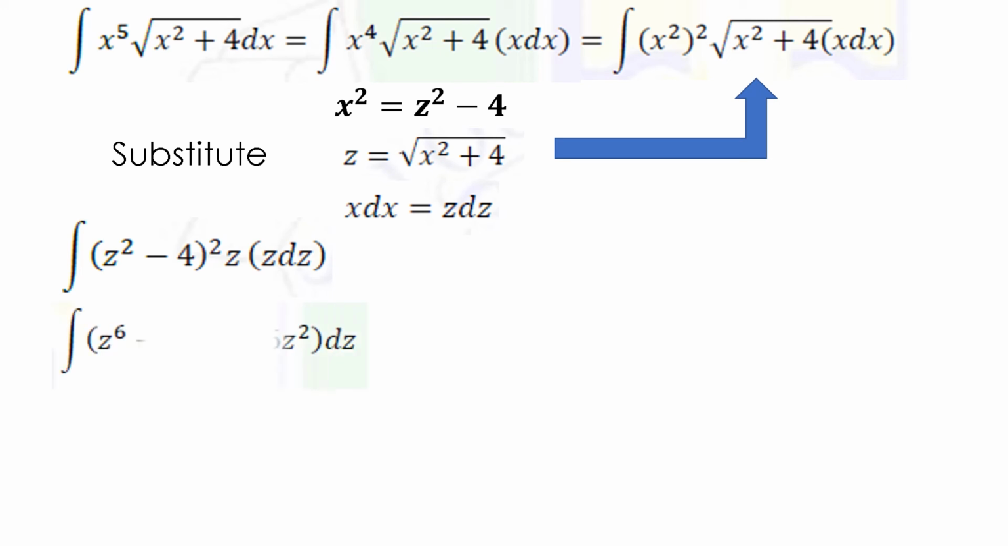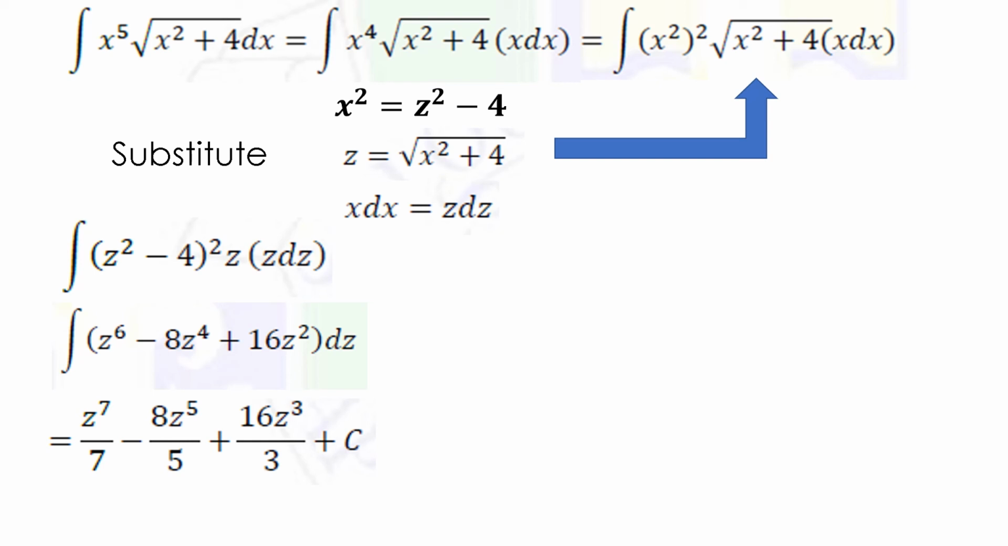If we expand this, we get the integral of the quantity z raised to 6 minus 8z raised to 4 plus 16z squared dz. We now can integrate each of the terms of the integrand using the general power formula. Integrating, we get z raised to 7 all over 7 minus 8z raised to 5 all over 5 plus 16z cubed over 3 plus c.